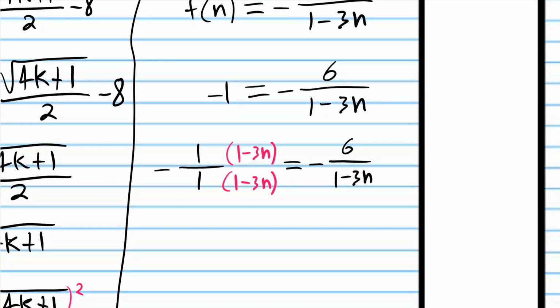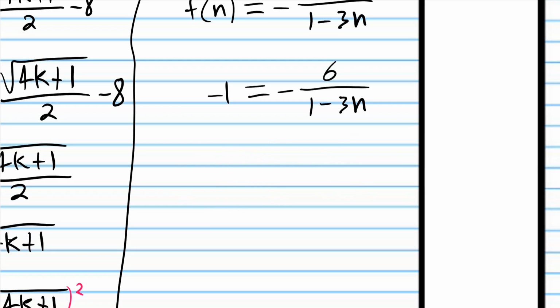The reason that this method works is because you're going to have the same denominator, which means that the numerators are going to be equal to each other. So you can use any method that you want to use.